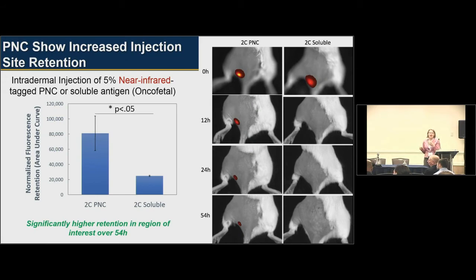And so another kind of delivery benefit is increased retention at the delivery site. What you can see in the pictures on the right-hand side, and then quantified on the bar graph on the left, is that the nanoclusters at the intradermal injection will stay around for several days, whereas the soluble protein is going away basically immediately. And so we are getting a sustained depot type effect.